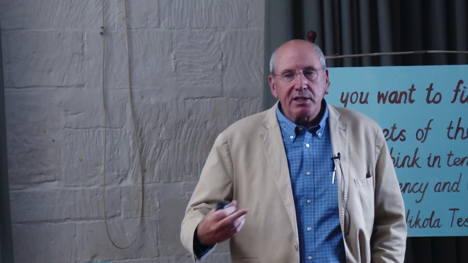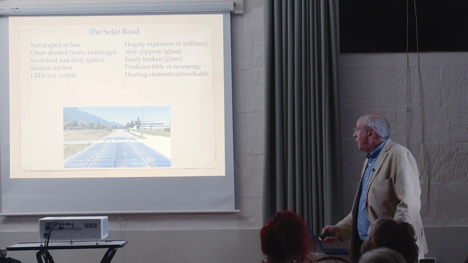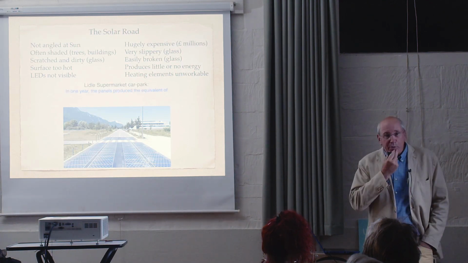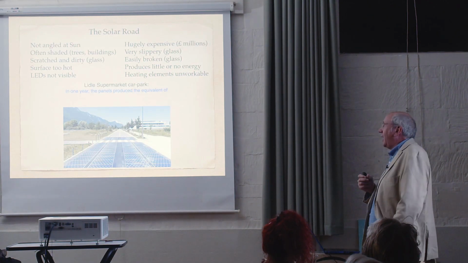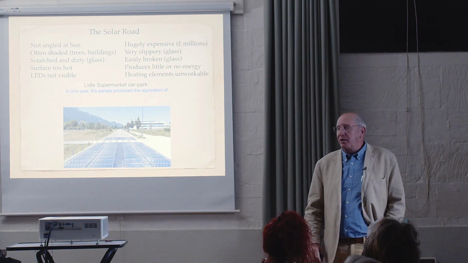There was this ridiculous idea that they would heat the road with heating elements underneath it so you wouldn't get ice and snow on it. But of course the heating elements used more energy than this ever produced as a solar panel. So they put some in a little supermarket down in France, which makes more sense because there's not so much traffic in a little car park.